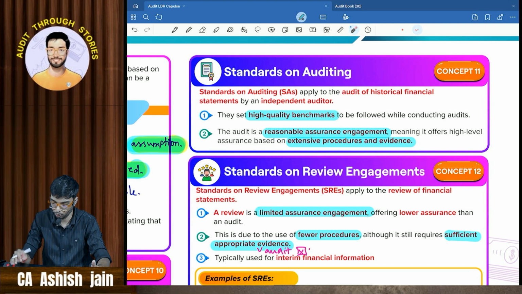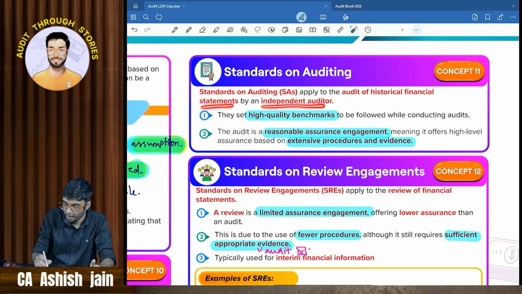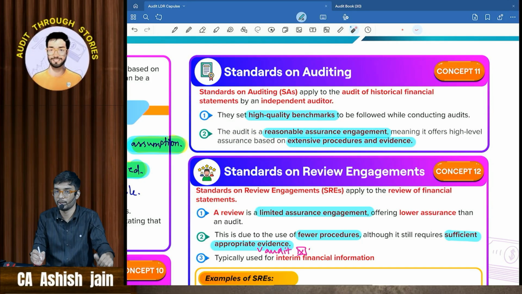Okay, standards on auditing. This is nothing but the audit of historical financial statements by an independent auditor. It is a high quality benchmark, and here you will be giving reasonable assurance, and the auditor will obtain extensive procedures and evidence.